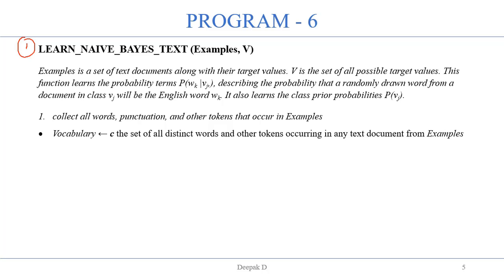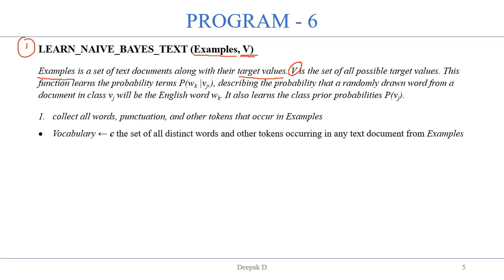As I said, first we are going to give a set of examples or instances to our model that has to be trained. The instances which are taken are called examples, and the corresponding target values of those instances are called V. Here you can see, examples is a set of text documents along with the target values, and the next term is V, which is the set of all possible target values.